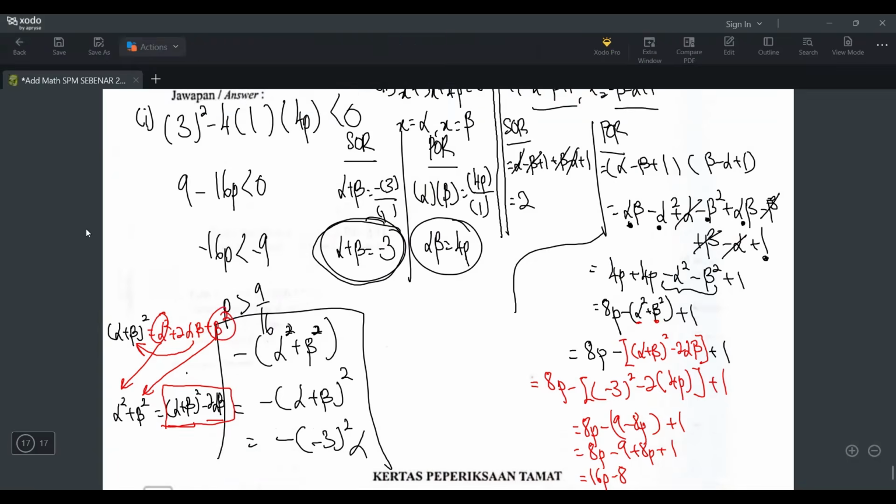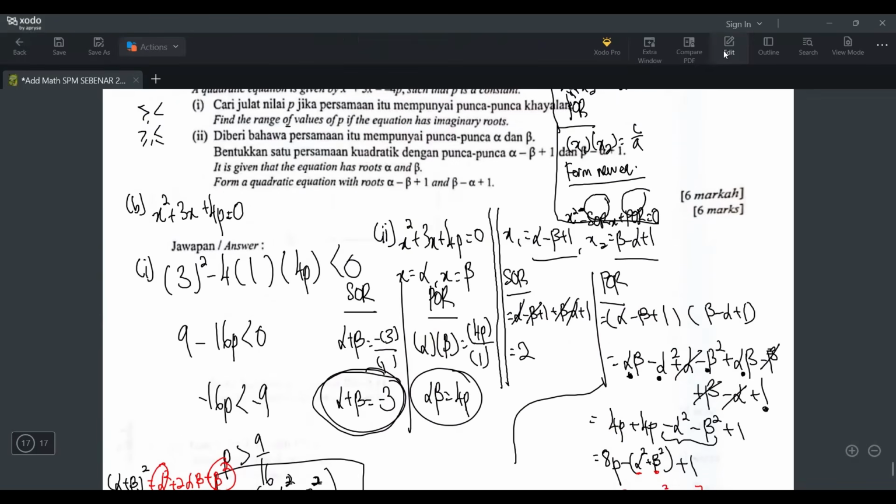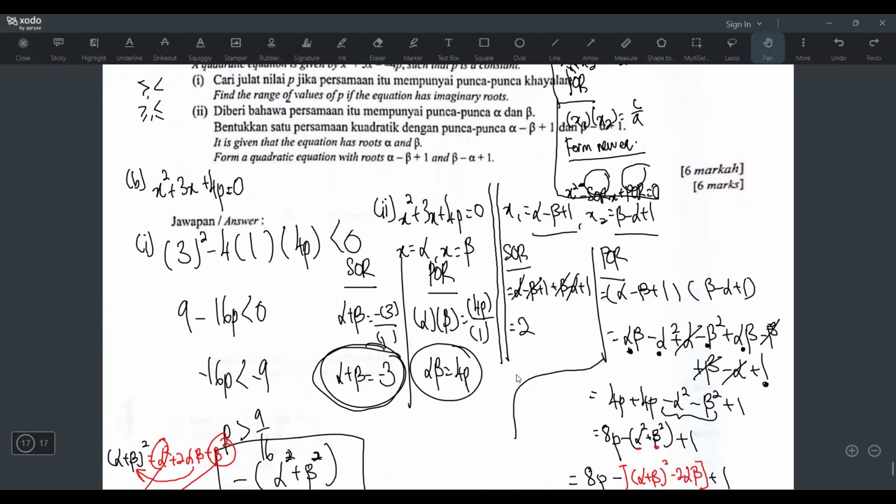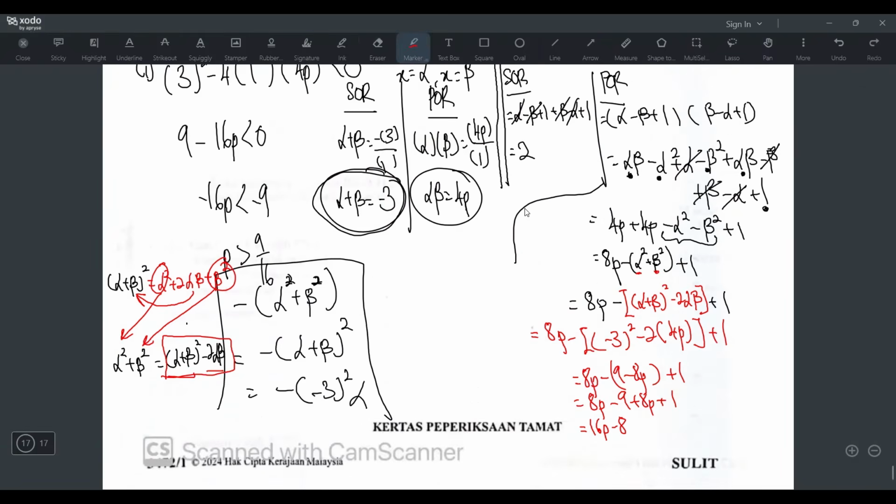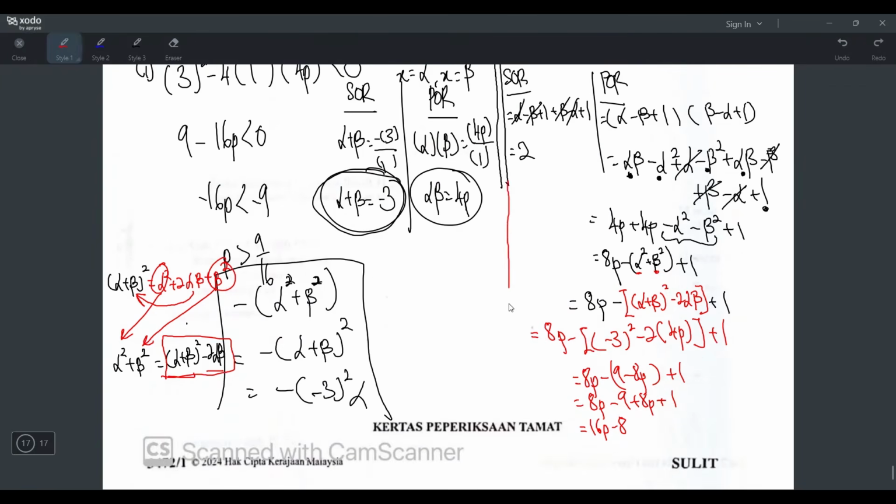So now finally we can form the equation. The equation formula, remember, is x squared minus (sum of roots) x plus (product of roots) equals 0. Remember my sum of roots just now is 2, right? But my product working is very long. This is all my product working. But this one is my sum, 2. So your answer would be x squared minus (sum) x plus (product) equals 0. So minus 2x plus the product, which is plus 16p minus 8, equals 0.